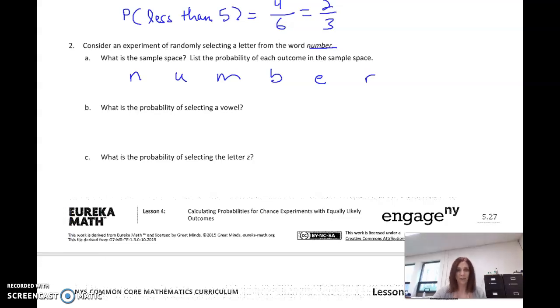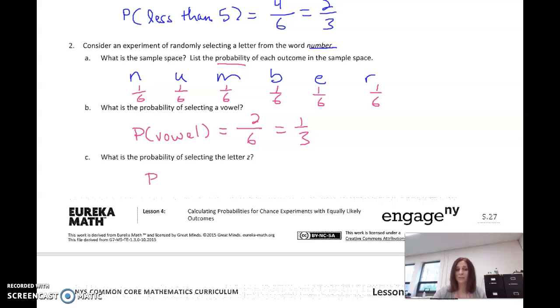What is the probability of each outcome? Well, again, 1, 2, 3, 4, 5, 6. 1/6 chance of an N, 1/6 of a U, 1/6, because again, we're randomly selecting a letter, 1/6 and 1/6. So what is the probability of selecting a vowel? Well, how many vowels are there? Because I know there's 6 total. 1, 2. 2 out of 6, which reduces to 1/3.